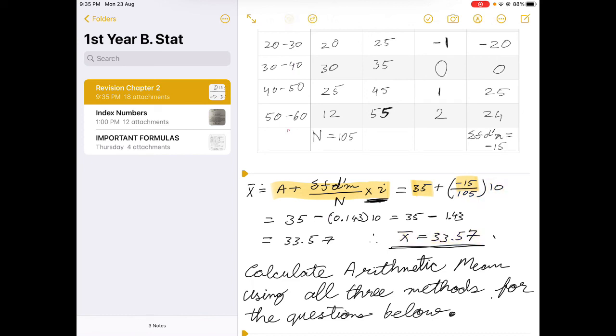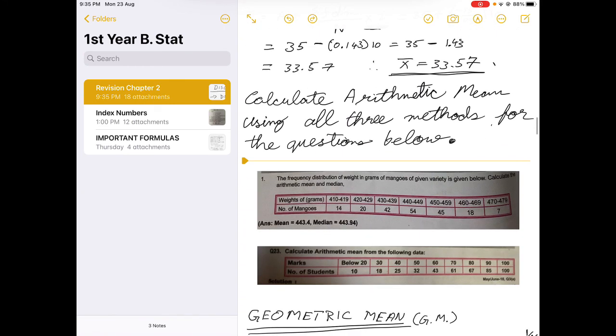Now if you have understood all these methods, pause your video now, note down these two problems given below and solve them using all three methods. For the first problem, it is very easy. You have a very simple class interval problem. So you just take the class intervals and calculate the mid values, and then you can use the three methods.